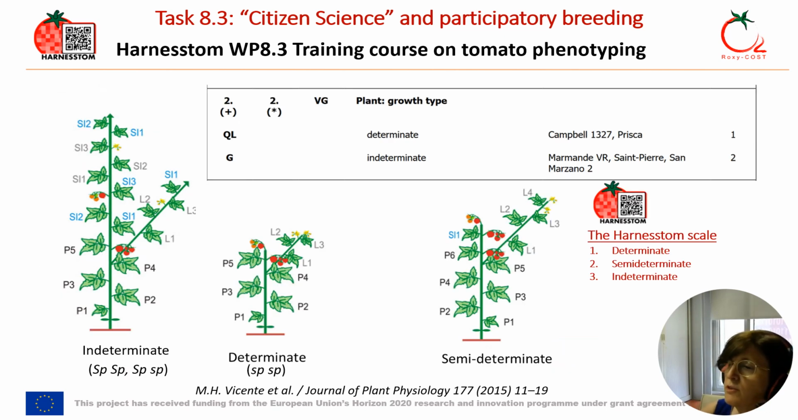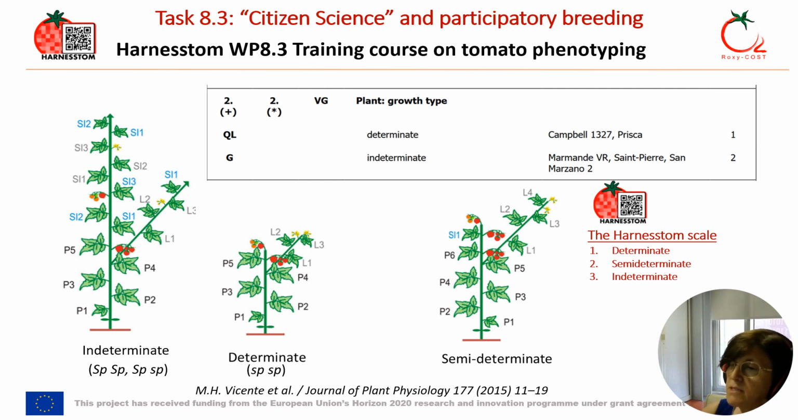Determinate growth in tomato is a consequence of a recessive mutation in the self-pruning SP gene. The loss-of-function SP allele reduces the number of leaves of successive sympodia units, resulting in 2 consecutive inflorescences that stop vertical growth, producing a compact plant.